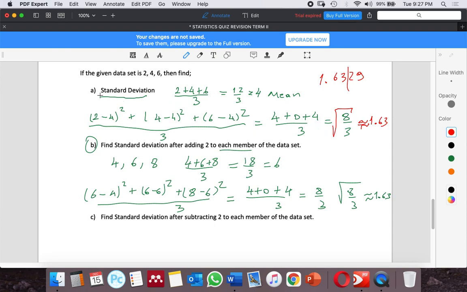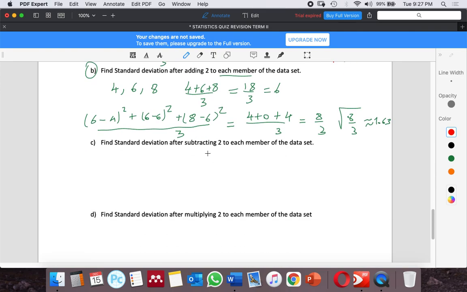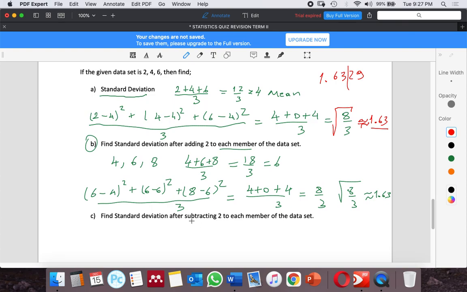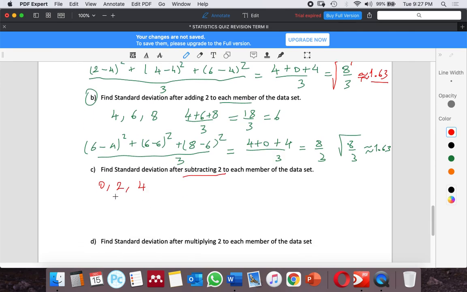Since my standard deviation was 1.63 before, if I add the number 2 to each data member, it will not change. Even if I subtract, it will not change. Let us see. If I subtract 2, the first number 2 minus 2 is 0. The second number 4 minus 2 is 2. 6 minus 2 is 4.